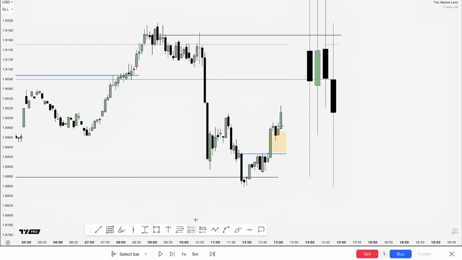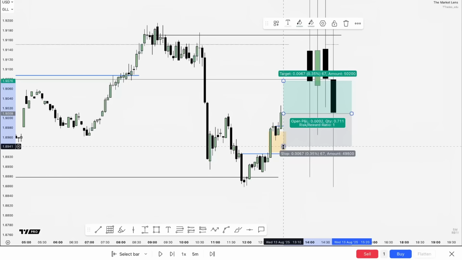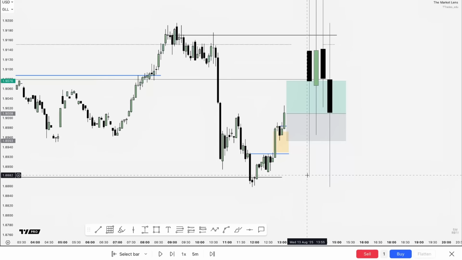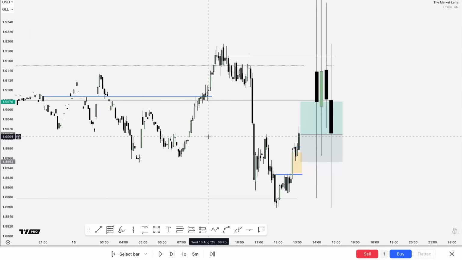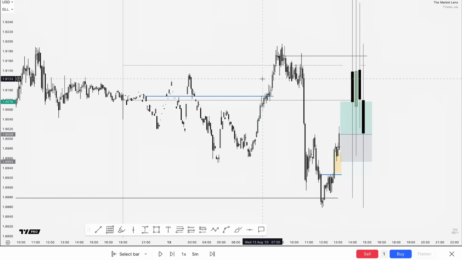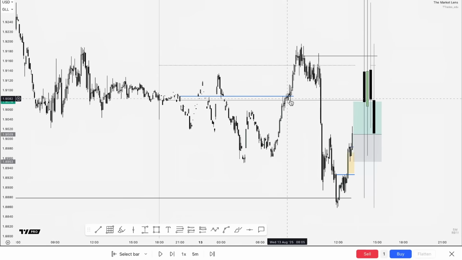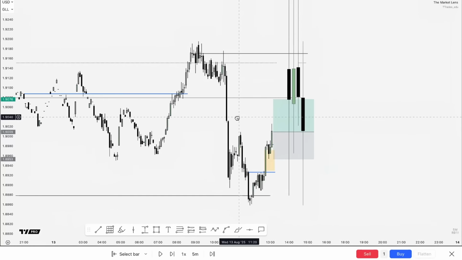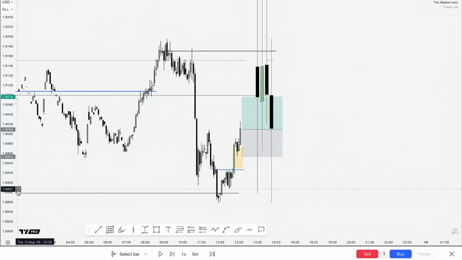There we do form a new protected low, and I could look to take a stab at this. Now let's talk about why I don't like this. It would be one thing if we hadn't taken out those overnight session highs, because then we have those failure swings as targets. But if we notice, the New York session already took out those highs. So we don't really have any low resistance liquidity to be taken out.